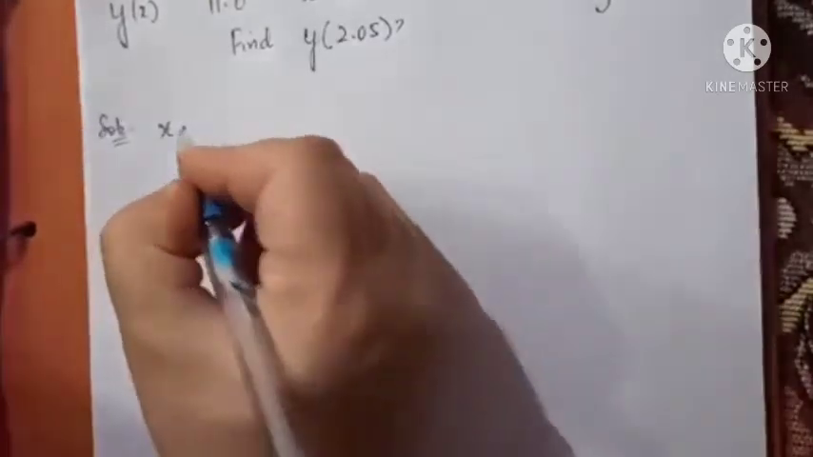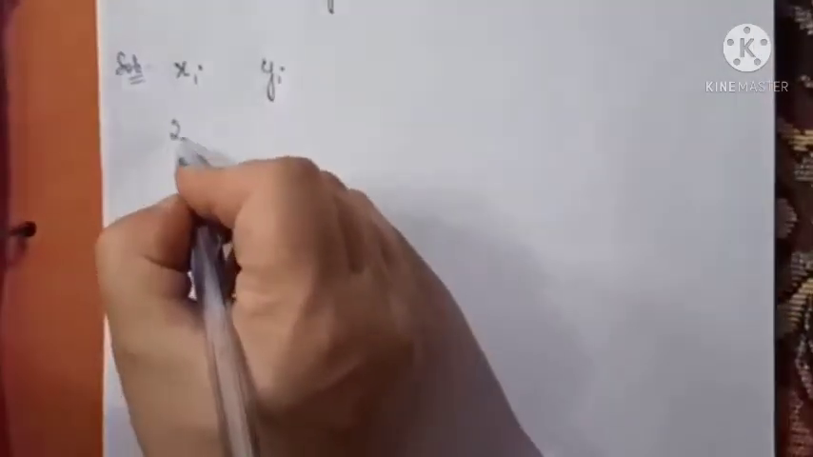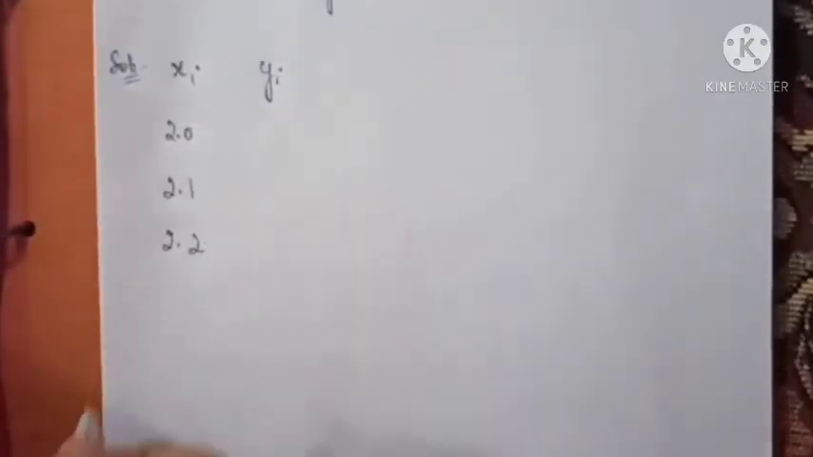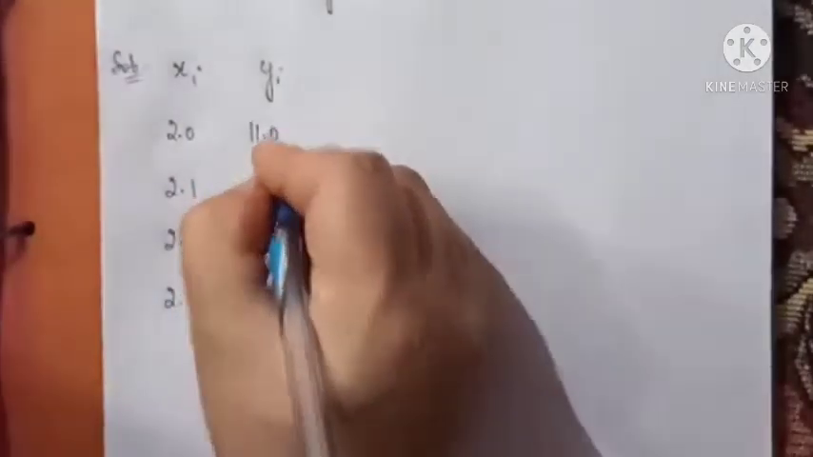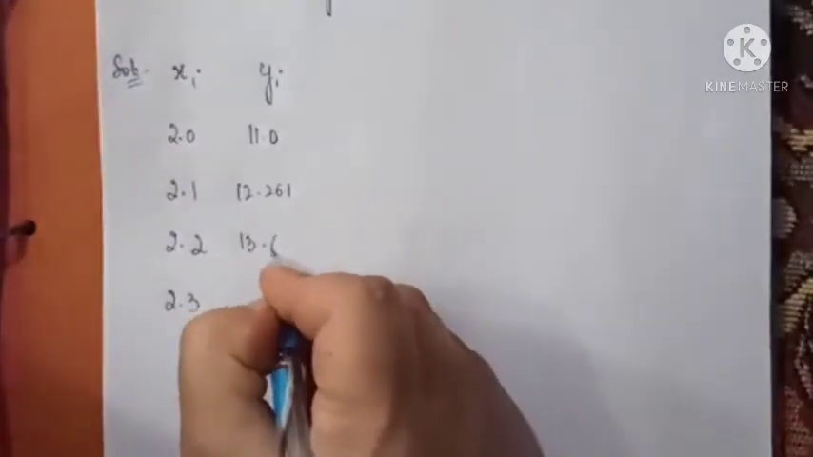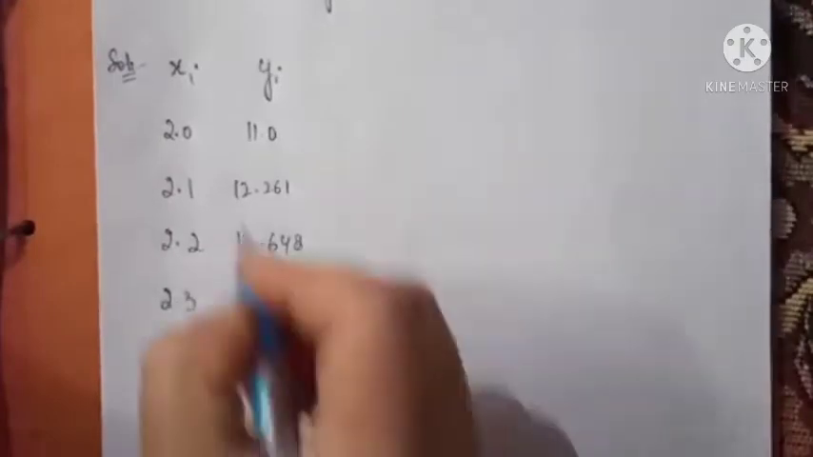So we have how many points? 4. So xi, yi, 2.0, 2.1, 2.2, 2.3, 11.0. This is the data which is already given to us, but in order to construct the Newton's forward difference table, we will write it in the tabular form.